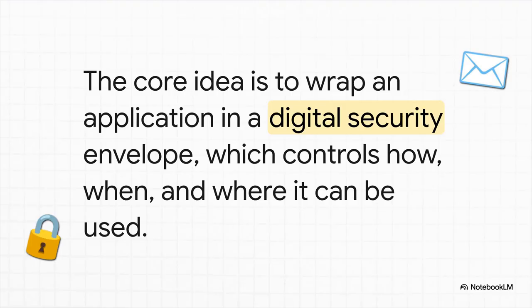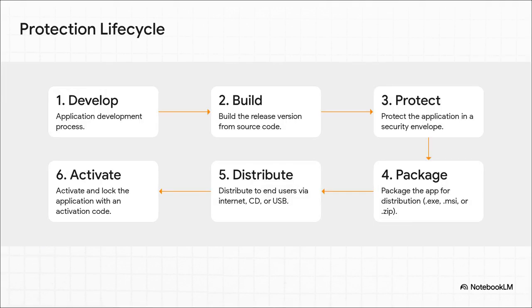That's the developer's dilemma. And the solution is actually pretty clever. So the big idea here is to wrap the application in this protective layer, what we can call a digital security envelope. Now, this envelope doesn't change what the software does, but it completely controls how, when, and where it can be opened and used. This protection isn't just something that's tacked on at the end. It's actually baked right into the software's journey to your computer.